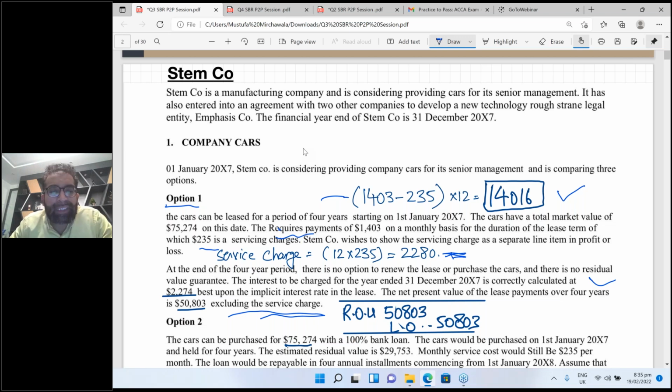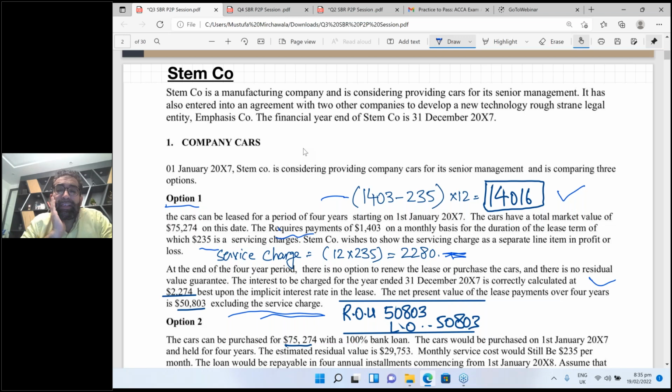Future cash flows present value. Present value of future cash flows is 50803. So on day one, you will be making the entry: right of use debit and lease obligation credit, right? Okay. One thing more. This 2280 service charge will go in P&L.